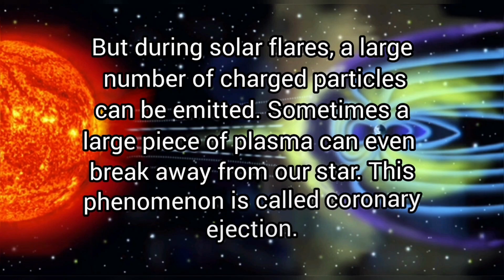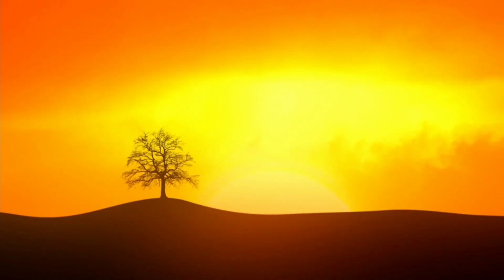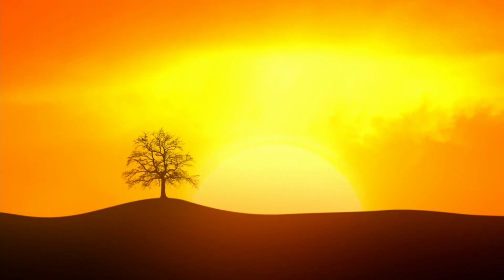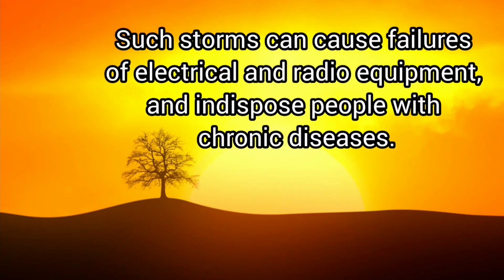This phenomenon is called coronal ejection. When such particles or plasma reach our planet, they interact with its magnetic field and atmosphere. Such storms can cause failures of electrical and radio equipment and indispose people with chronic diseases.